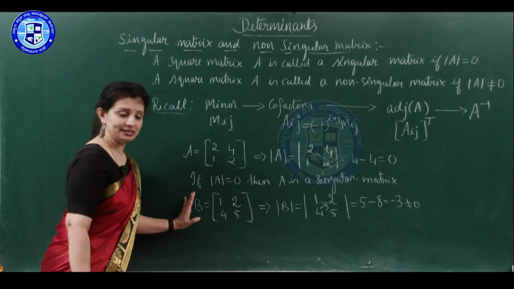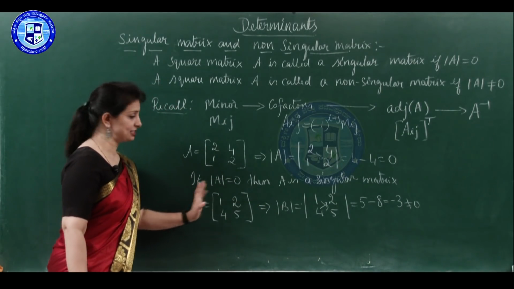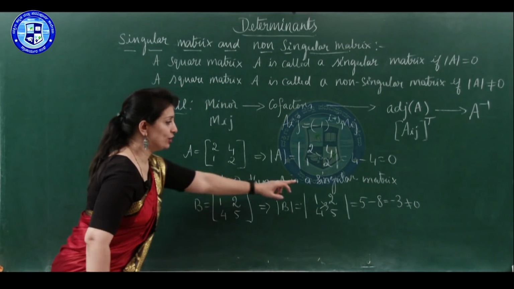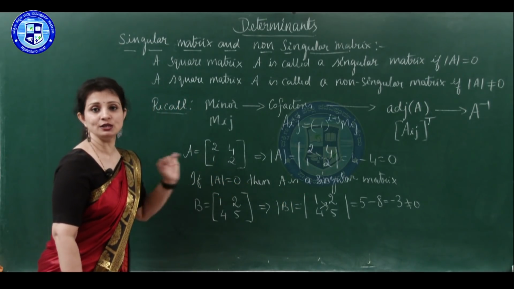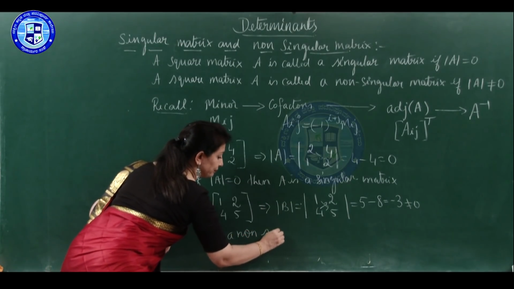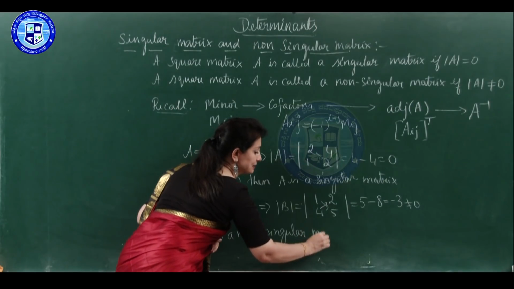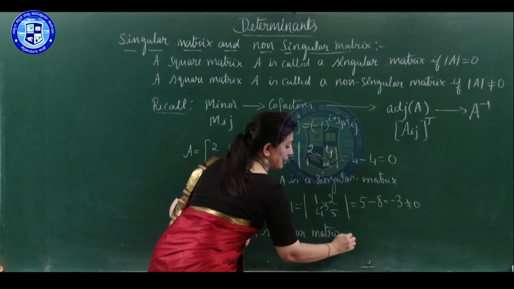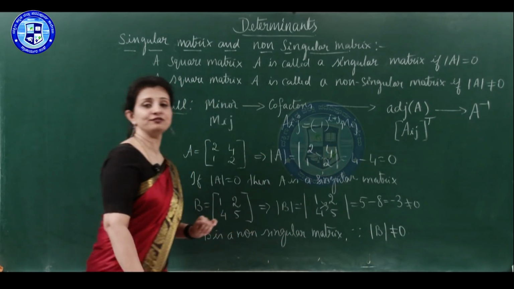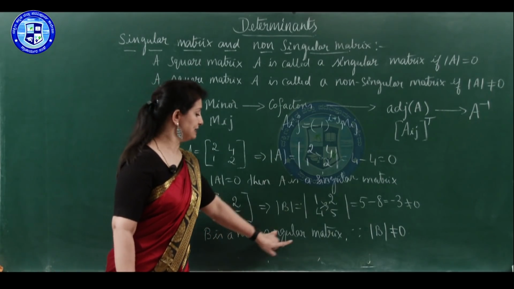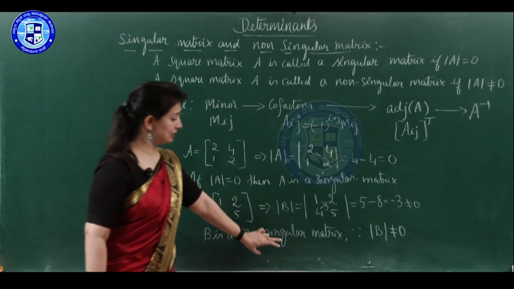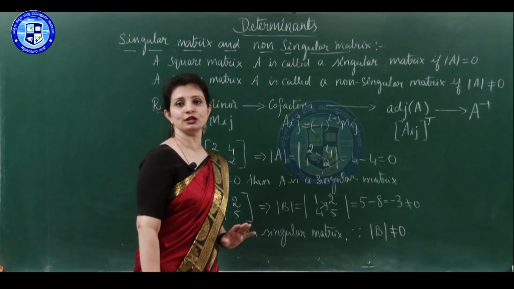So, here we have a square matrix B such that its determinant value is not equal to 0. If determinant B is not equal to 0, then B is called a non-singular matrix. So, here B is a non-singular matrix, because the determinant of B is not equal to 0. Here B is a non-singular matrix if its determinant value is not equal to 0.